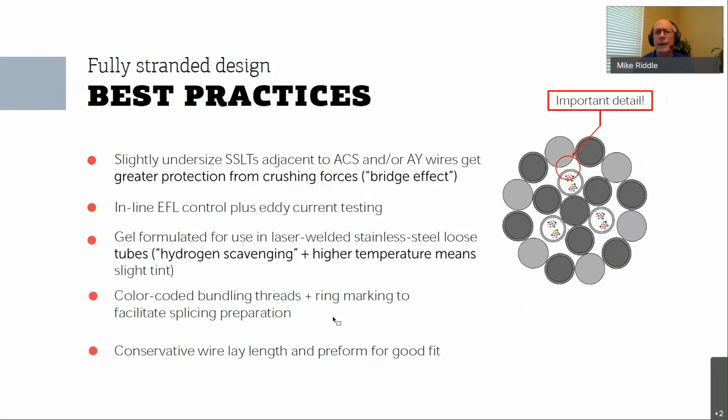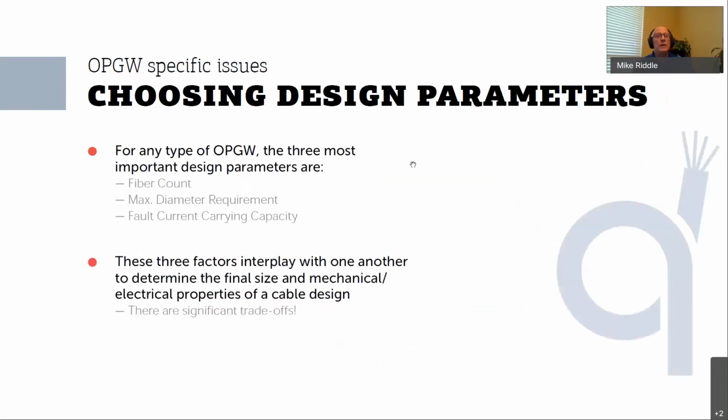Okay, now we're back to where we should be. So, design parameters. So the most important parameters are the fiber count that you're trying to achieve, your diameter requirement, and your fault current capacity.